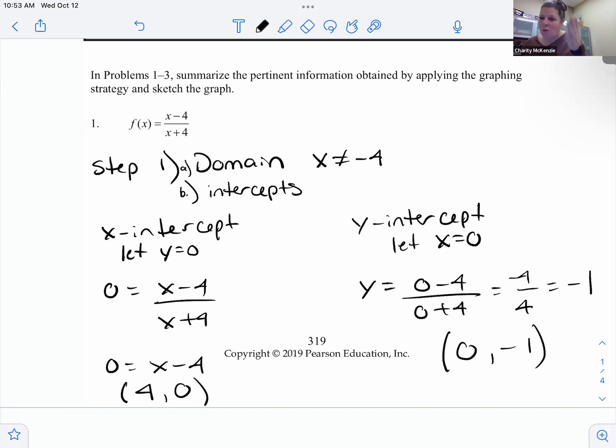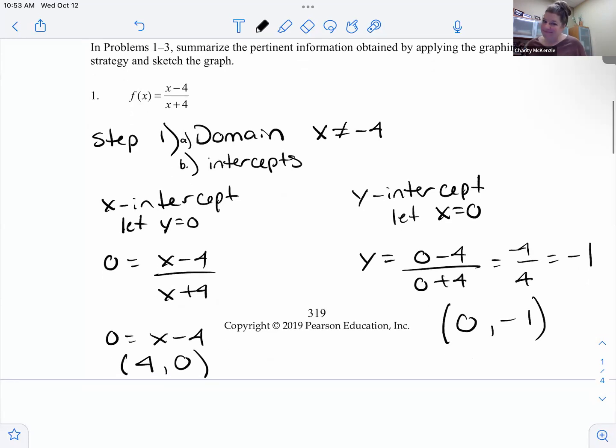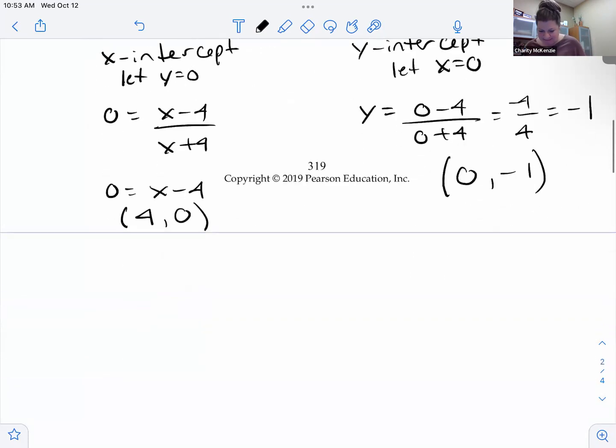In business, the y-intercept is typically your starting point, and your x-intercept is when you're no longer going to be making money for whatever we're talking about. In this context, you're probably never going to have a function quite like this. I mean, maybe, but it's not super likely.